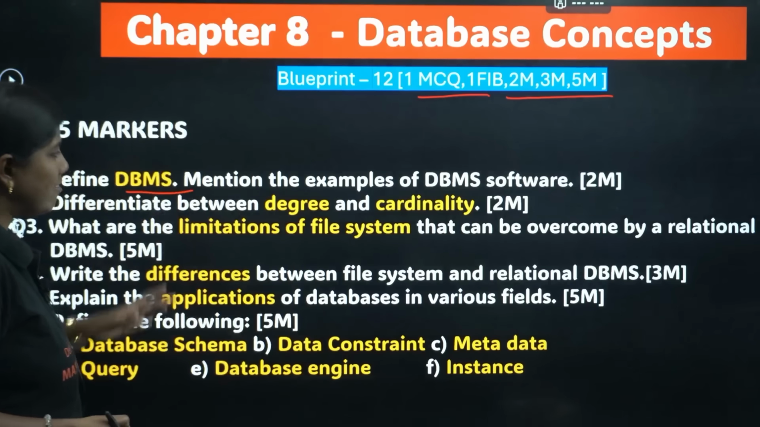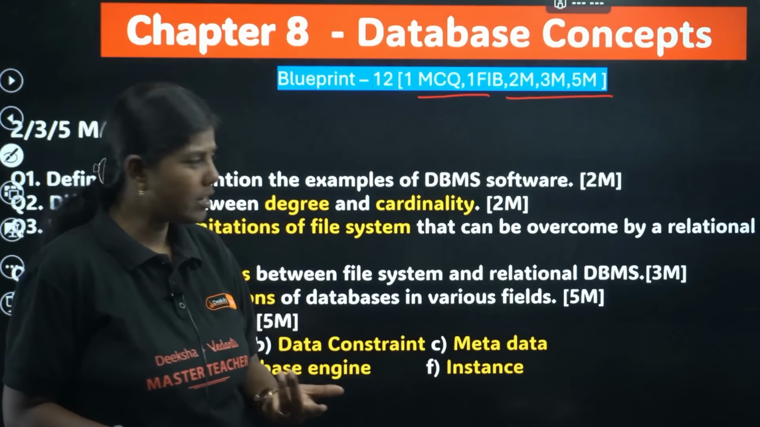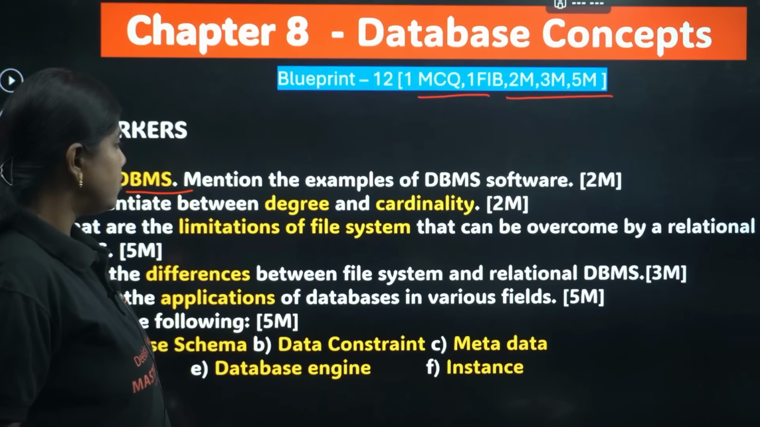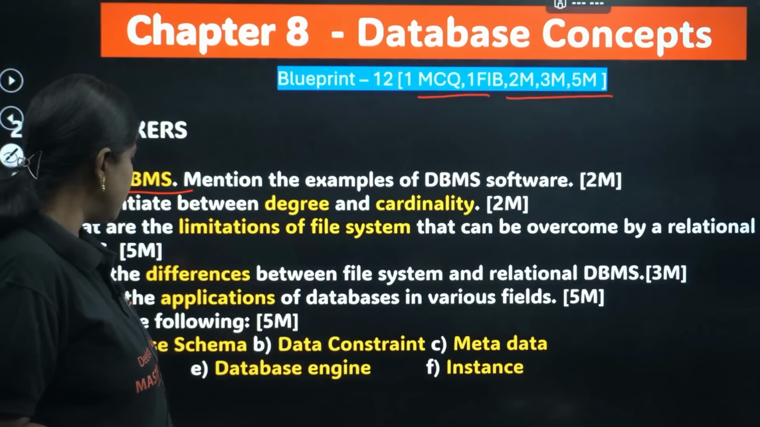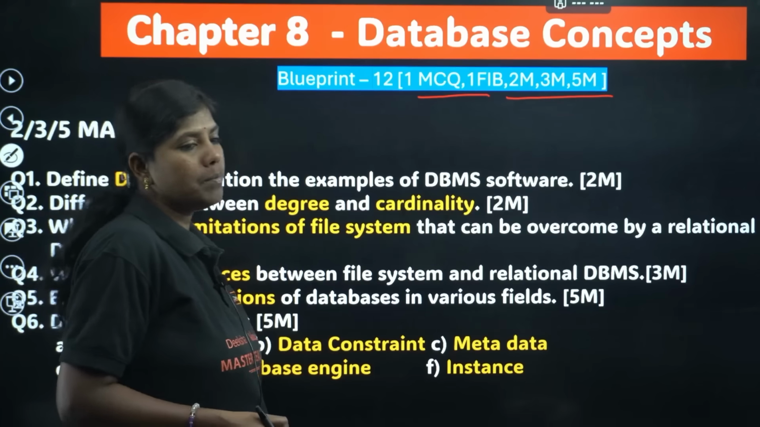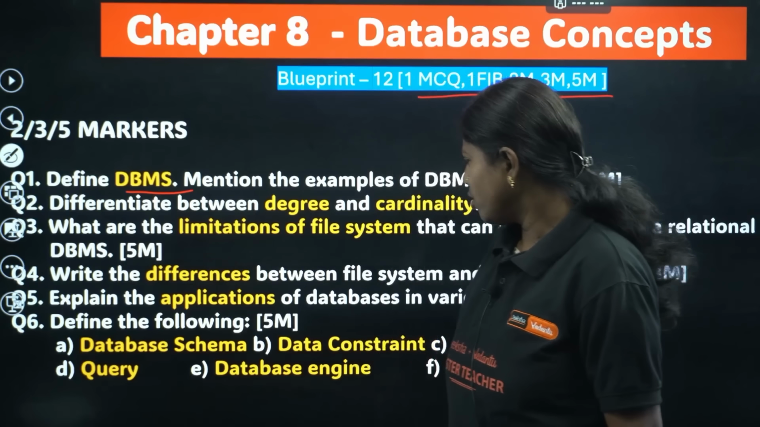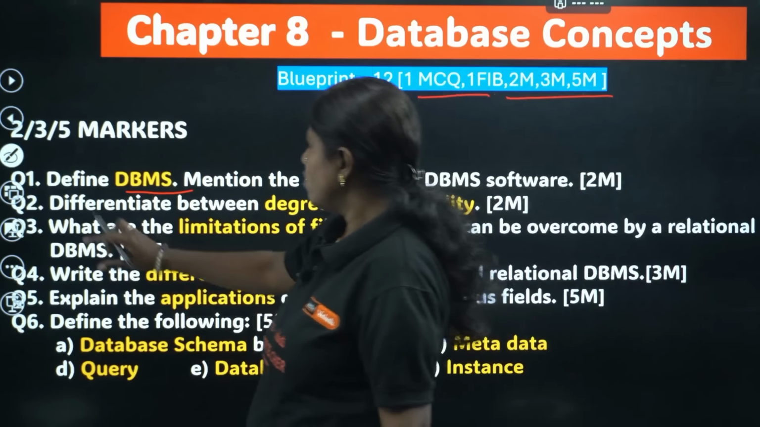Okay, next what do we have? Limitations of the file system. You can learn this and write it on your own. Then we have the difference between file system and relational DBMS, and applications of database. Such a simple chapter, students. I don't want you to miss this chapter. Okay, we'll go with the next question.